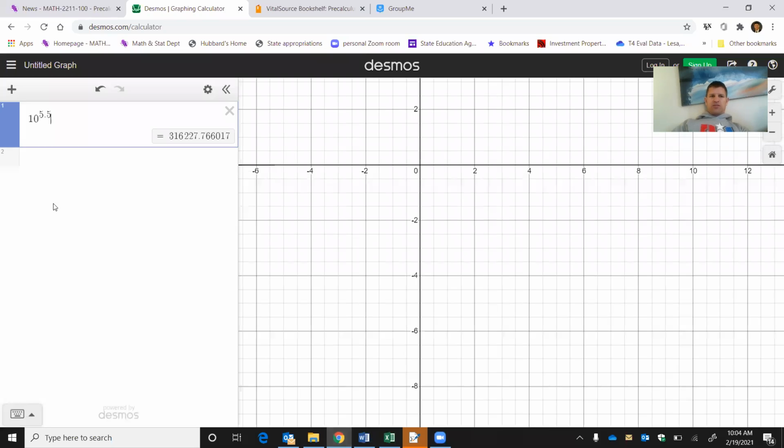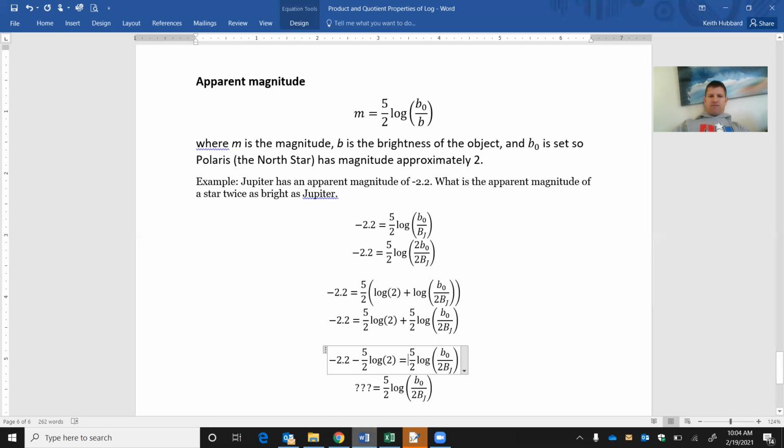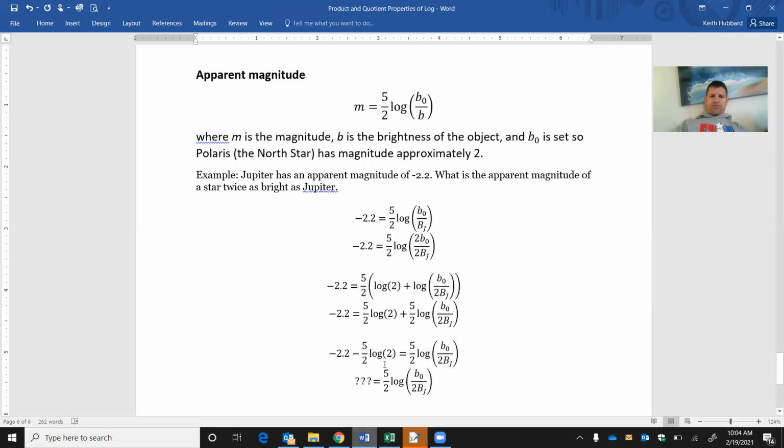Go over to our trusty Desmos. Negative 2.2 minus 5/2 log of 2 is negative 2.95. There you have it, folks. Something that's twice as bright. The log scale doesn't say it's like double that number. It's negative 2.95 apparent magnitude.